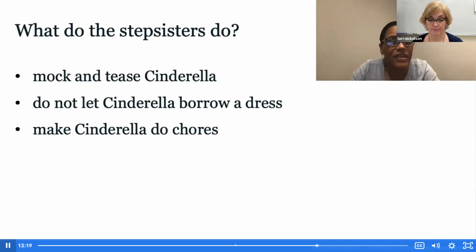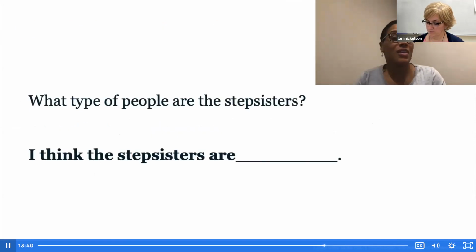Now, I wonder, did you say that they made Cinderella do all the chores? I'm sure you probably said that. Let's review what the stepsisters do. We know that they mock and tease Cinderella. They do not let Cinderella borrow a dress, and they make Cinderella do all the chores. So now I want you to think about the question on the screen. Read it with me. What type of people are the stepsisters? Based on the evidence we gathered, what type of people are the stepsisters?